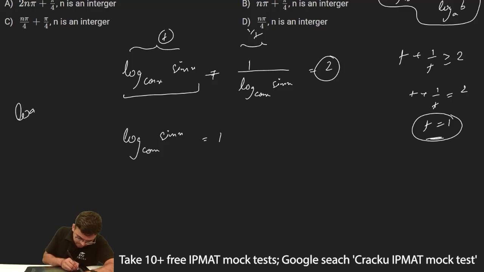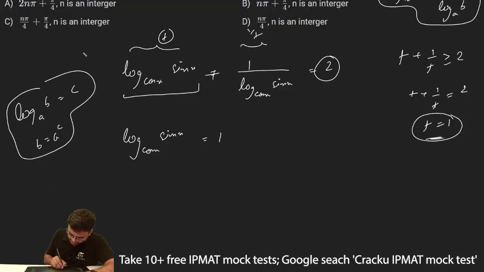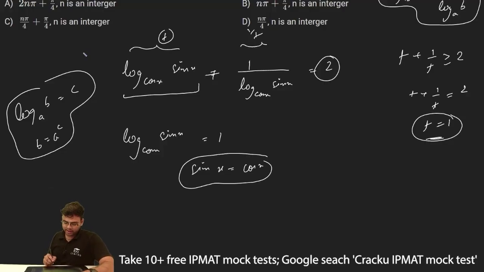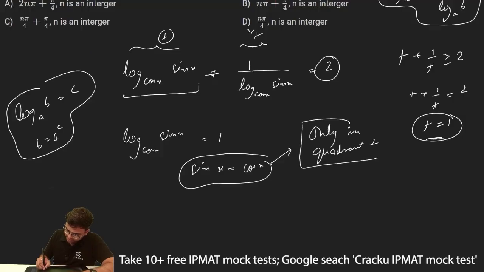Now log b to the base a is equal to c, then b is equal to a to the power c. This is the property of logarithms. So what I can say is sin x should be equal to cos x. And in which quadrant is this possible? Sin x is equal to cos x only in quadrant 1.